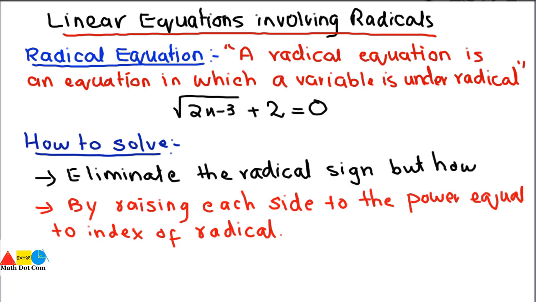So these are the two things you have to do. You have to eliminate the radical sign. Then how to eliminate the radical sign? By raising each side to the power equal to the index of the radical. This means you have to take the power on both sides of the equation that is equal to the index of the radical sign. Okay, so let's solve some examples of radical equations so that you can have a clear concept.